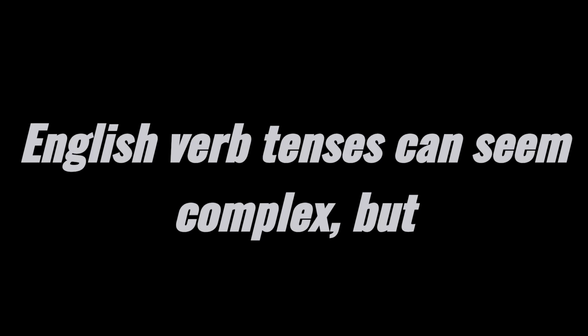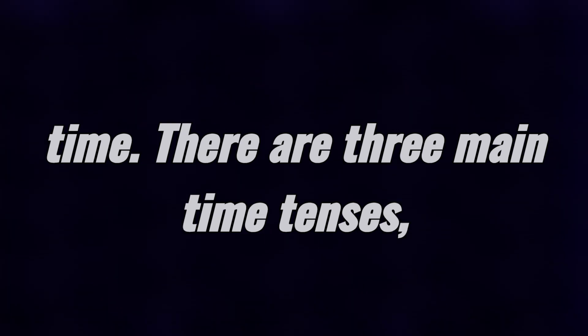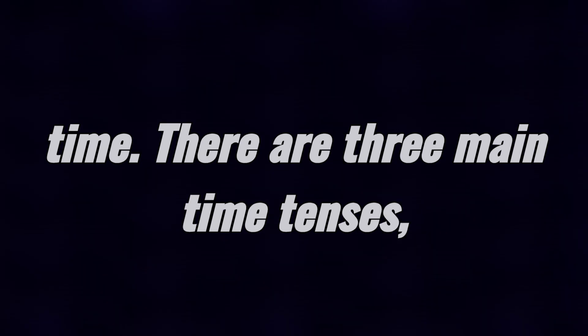English verb tenses can seem complex, but they basically combine two things. Time, when the action of the verb happened: past, present, or future. Aspect, whether the action is simple, ongoing, completed in relation to another time, or ongoing in relation to another time. There are three main time tenses: past, present, future, and four main aspects: simple, continuous, perfect, perfect continuous. Combining these gives us 12 tenses in total.